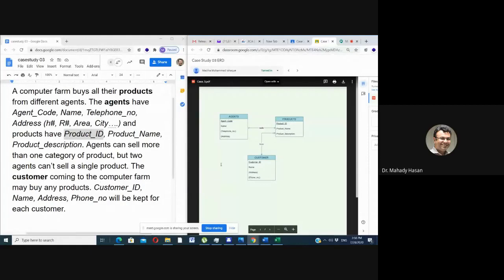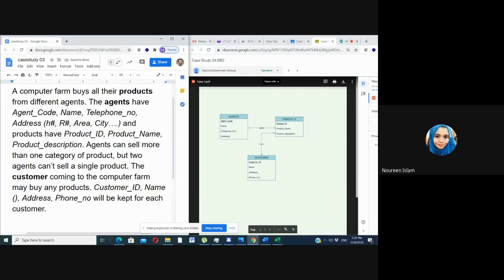Okay, so let me look into the product. Product name is there, product ID is the primary key. Product description is there. For customer, we have customer ID, but customer name is a person, right? Customer name should have first name and last name, right? What do you think? Yes. So here we should have first name, last name, and address. Similarly, address should have something like this, but not the way you have represented. Phone number, you have mentioned phone number as multiple attribute.